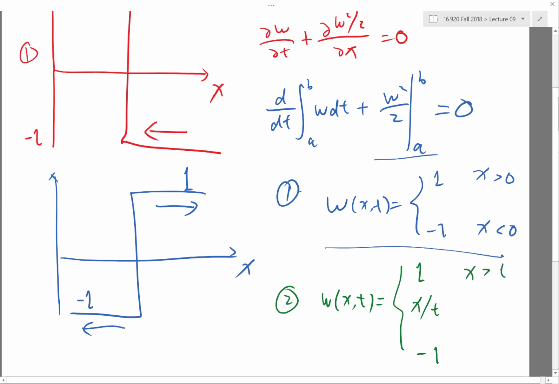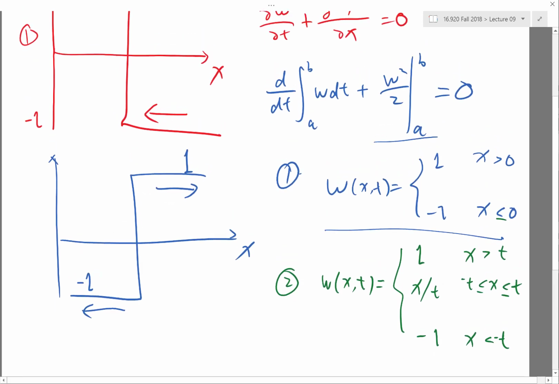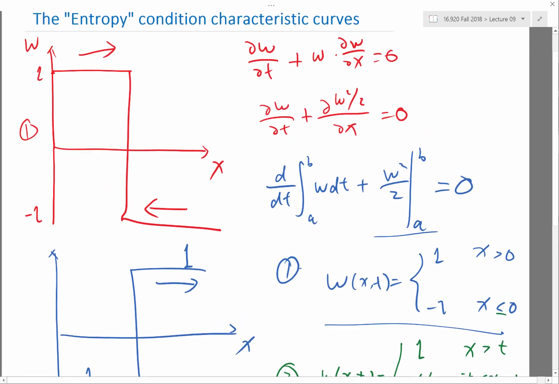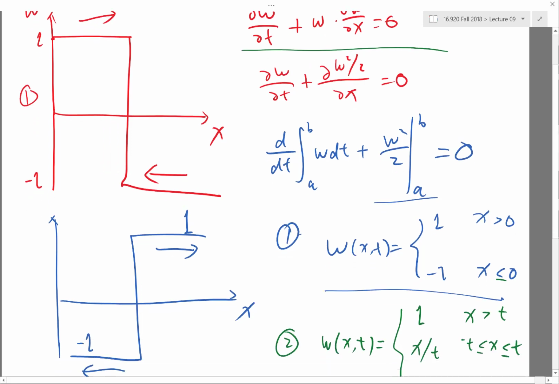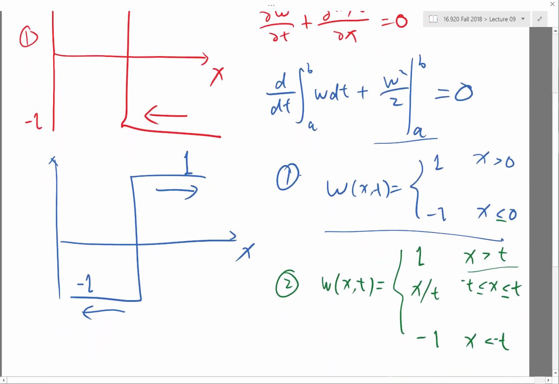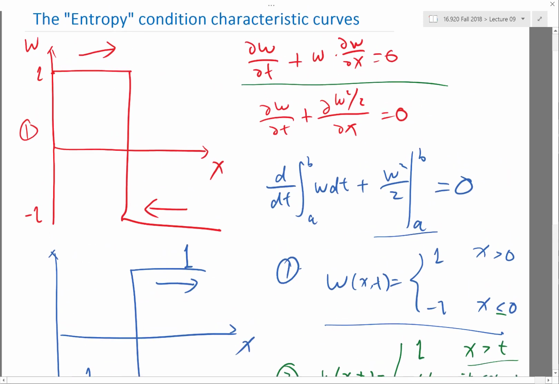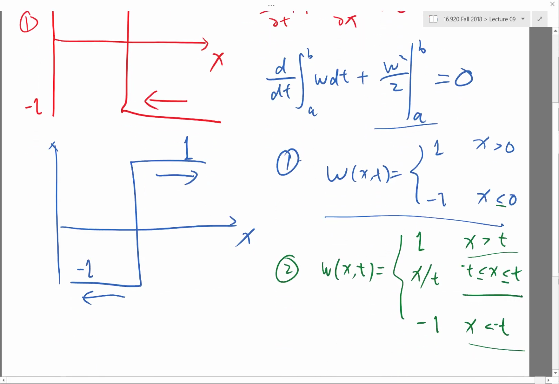If x is greater than t, x is less than minus t, and x is in between minus t and t, right? So let's actually put a less or equal here. So in this one, you can even plug into the differential form of the equation and find out it's satisfied. So for example, when x is greater than t and x is less than minus t, the satisfaction of the differential form is automatic because dw/dt would be equal to 0, dw/dx would also be equal to 0. So the only concern is in this region, right?